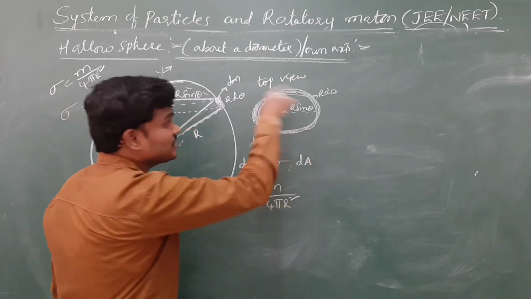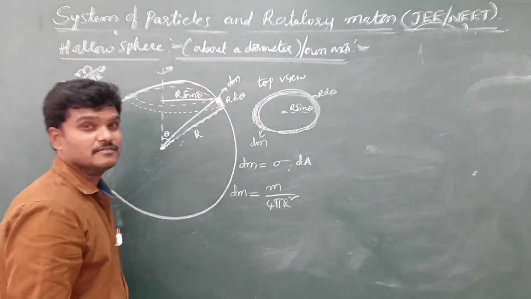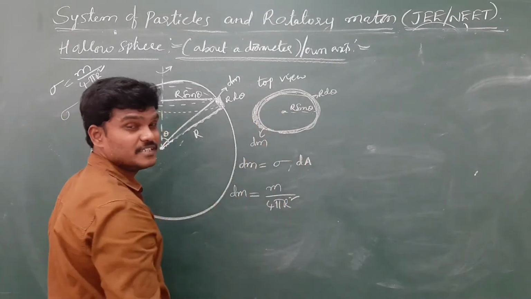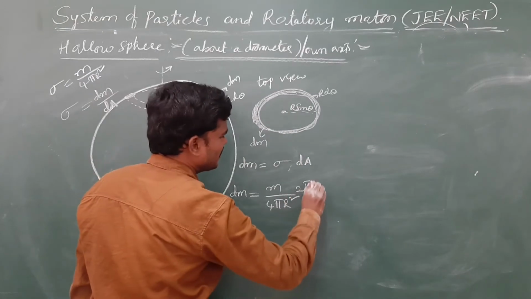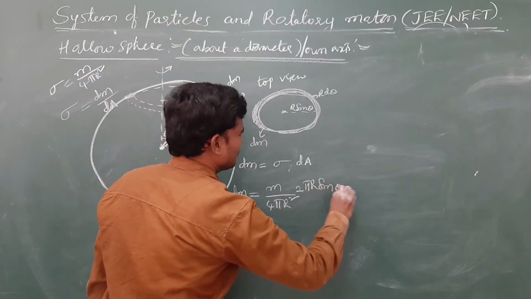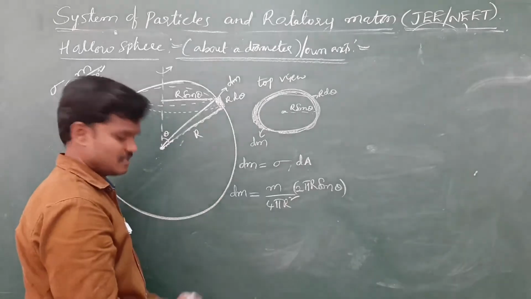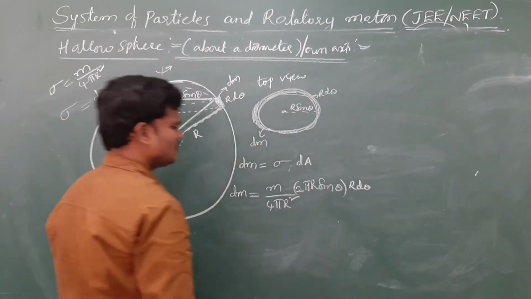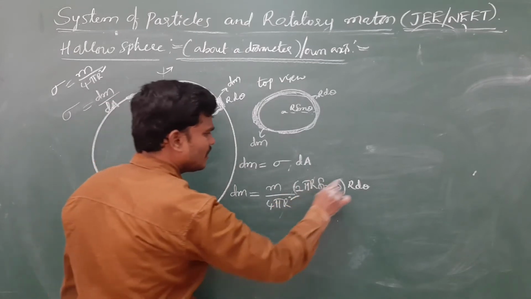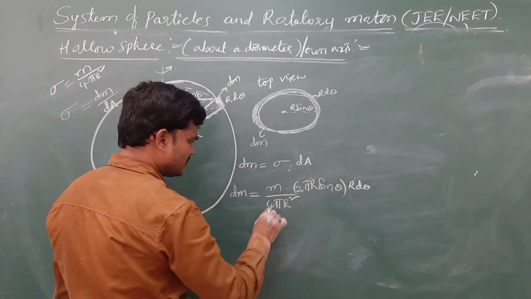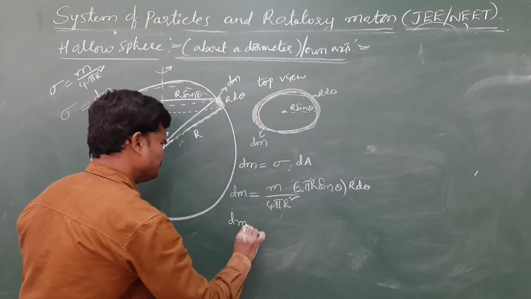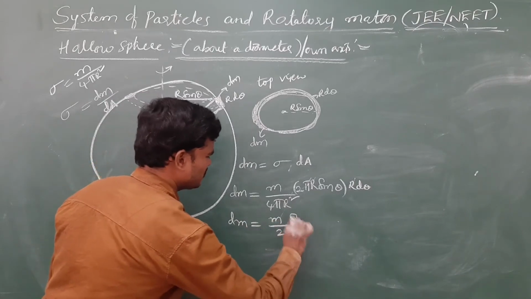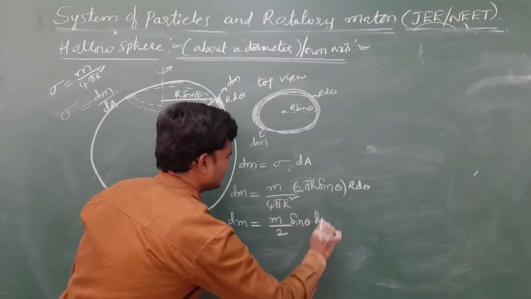dA, the area of this ring, is length of the ring times thickness. Length is what? 2 pi r, where r is nothing but r sin theta. So 2 pi r sin theta is the length, the circumference, into r d theta. So r square, r cancels. 2 pi, this is 2 pi. So what is dm? I am getting m by 2 sin theta d theta.